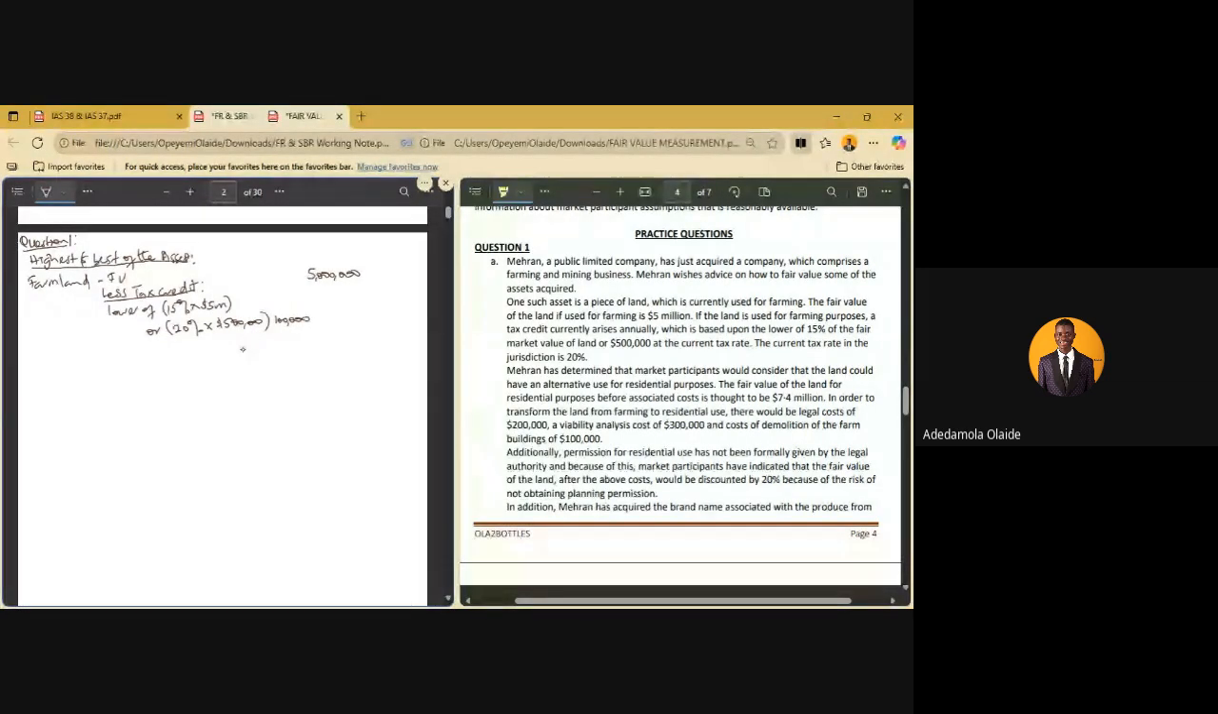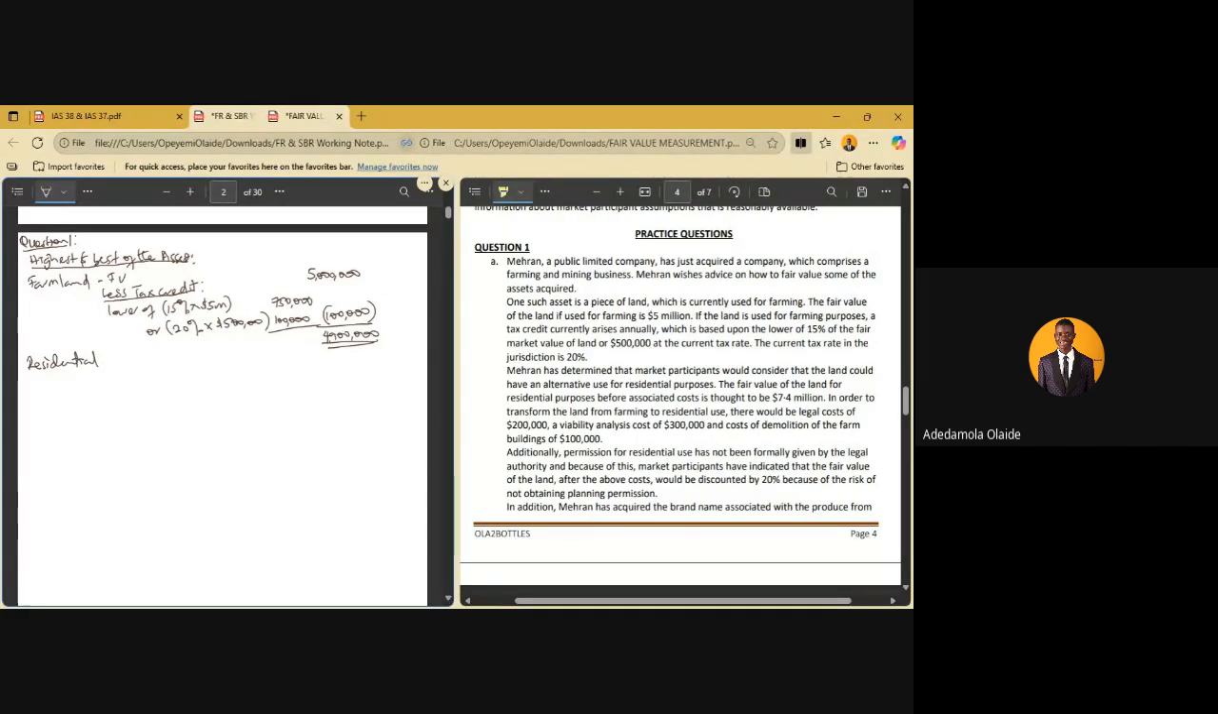Then 15% of 5 million would have given us how much? 750,000. So the lower of the two is 100,000. That means the fair value for farmland is what? 4.9 million. The next use we have for the asset is residential.